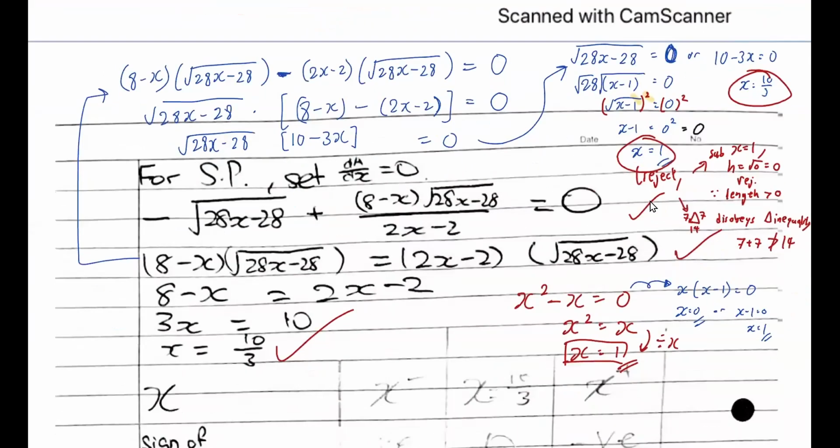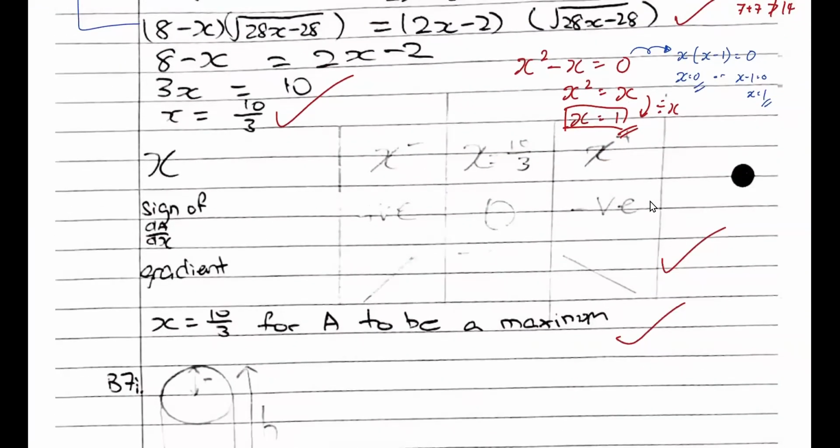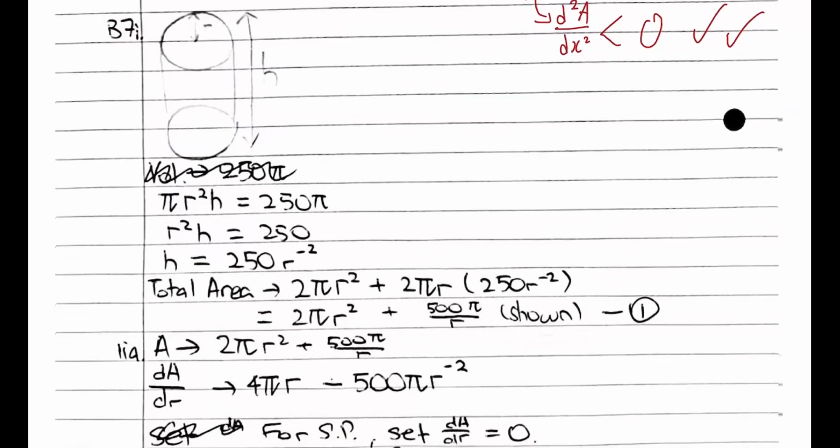And so we must have a maximum. First derivative test. For maximum, if you do the second derivative test, d2A by dx squared must be what? More than 0, less than 0, or equal to 0? Which one? For a maximum, it must be less than 0. Okay, good.